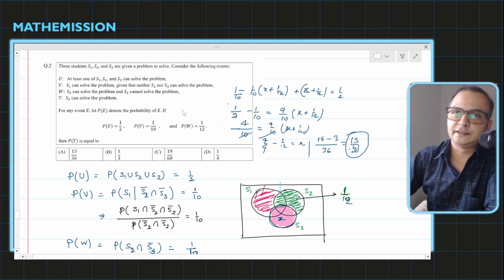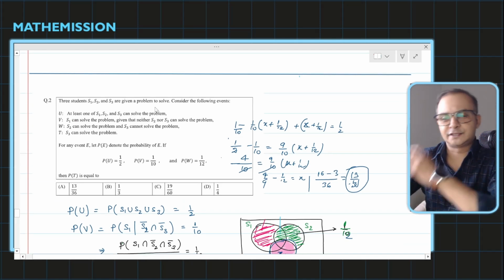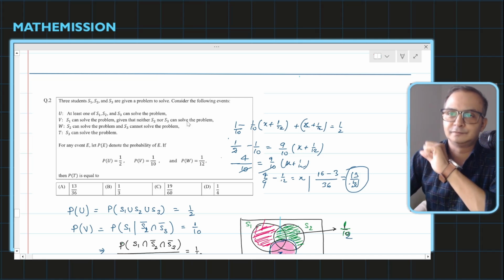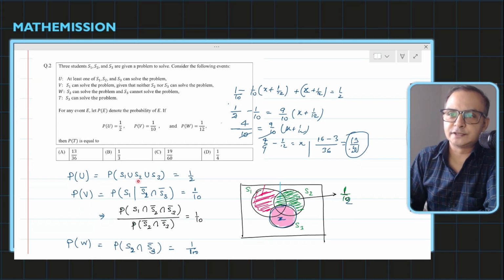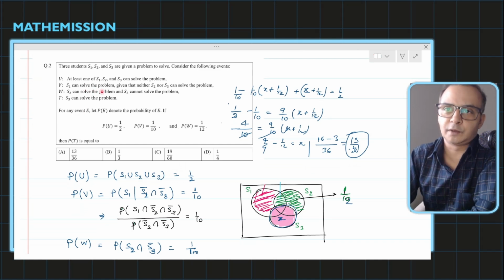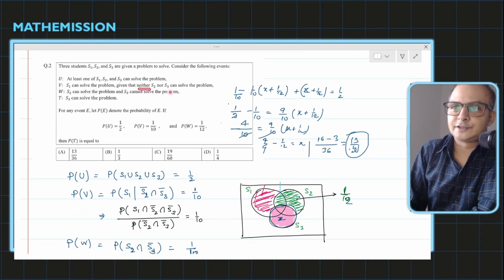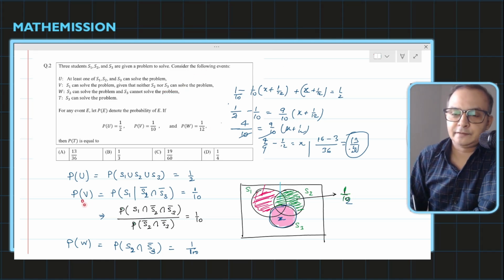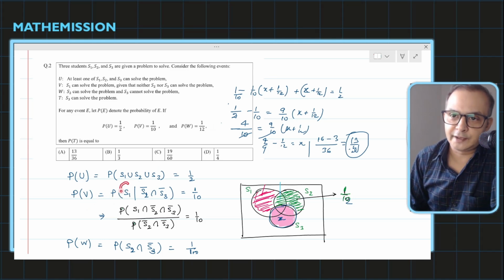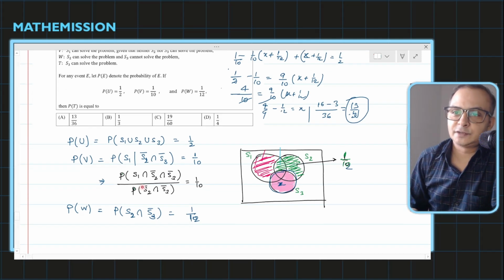The 3 students are there, and they're trying to solve one given problem. Maybe it's this problem, I don't know. So at least one of S1, S2, S3 can solve the problem. It means this P(U) is this one. Then S1 can solve the problem, but given that neither S2 nor S3 can solve the problem. So this is a clue actually. Here I have written that the problem can be solved by S1 given that S2 and S3 both are not solving. So you can see this conditional probability there: S1 intersection S2 dash intersection S3 dash given by this thing.